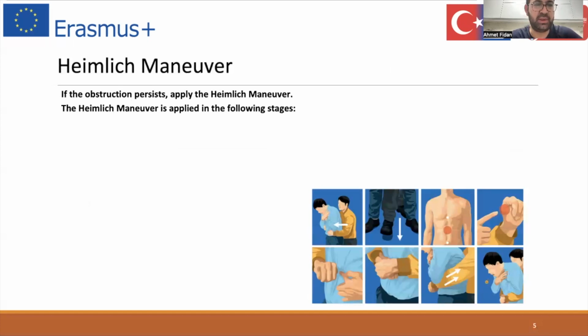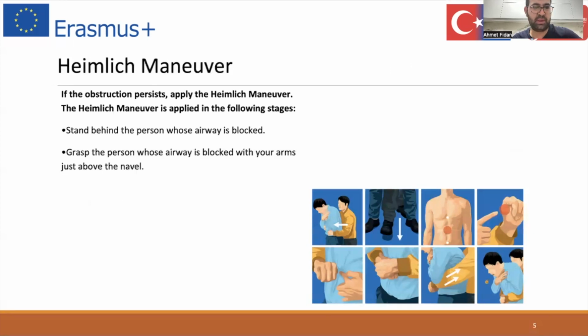Heimlich maneuver. If the obstruction persists, apply the Heimlich maneuver. The Heimlich maneuver is applied in the following stages. First, stand behind the person whose airway is blocked. Grasp the person with your arms just above the navel. Ensure that the person leans forward.